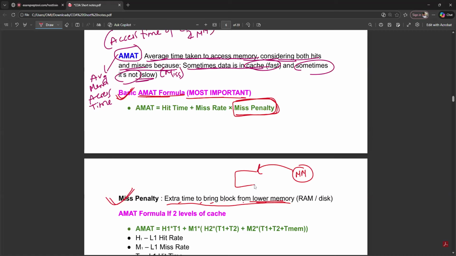The time to bring the block from lower memory. Not only just to bring, but the extra time, like you are checking the main memory, accessing it, and taking it. The entire extra time is called the miss penalty.